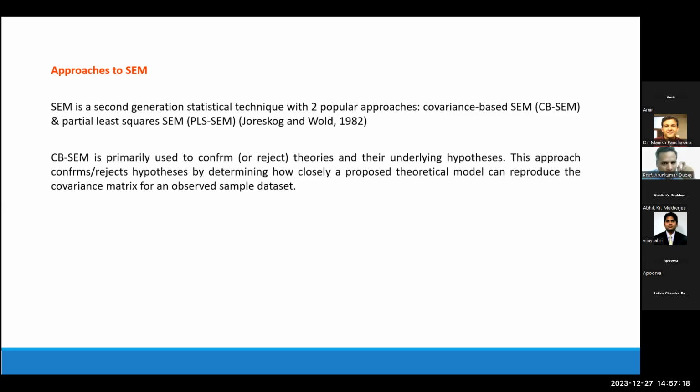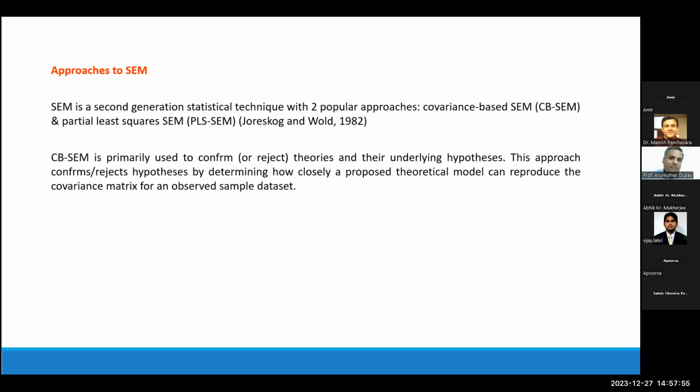But when you talk about partial least square structure equation modeling, model fit indices are hardly to be seen. However, of late, post 2015, Henseler and others are working on model fit indices in PLS-SEM also. I will show you a couple of papers where people are reporting model fit indices in PLS-SEM also. But the goal of PLS-SEM is not to confirm or reject theories, or to say that I have a decent model fit.